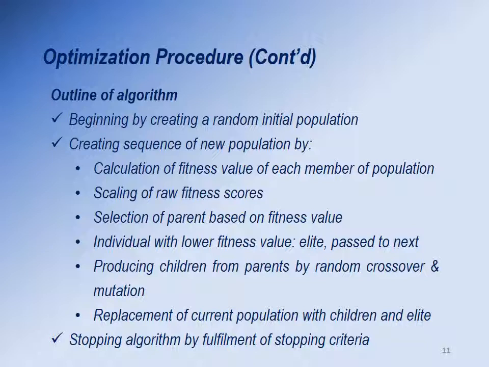After creating the sequence, generation after generation, the genetic algorithm needs to be stopped somewhere, and it stops by fulfilling some criteria. Now we know the direction but don't know the destination. By the word destination, I mean the stopping criteria of this algorithm.